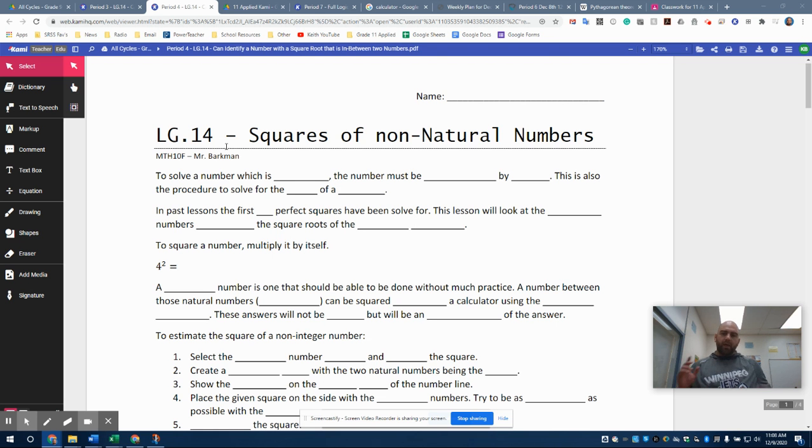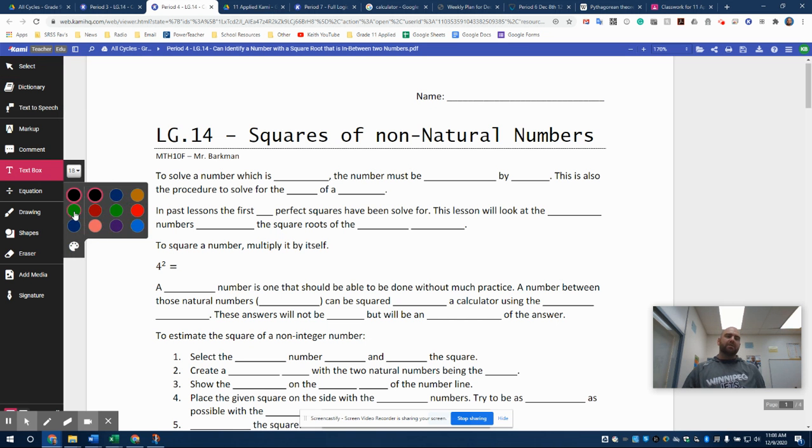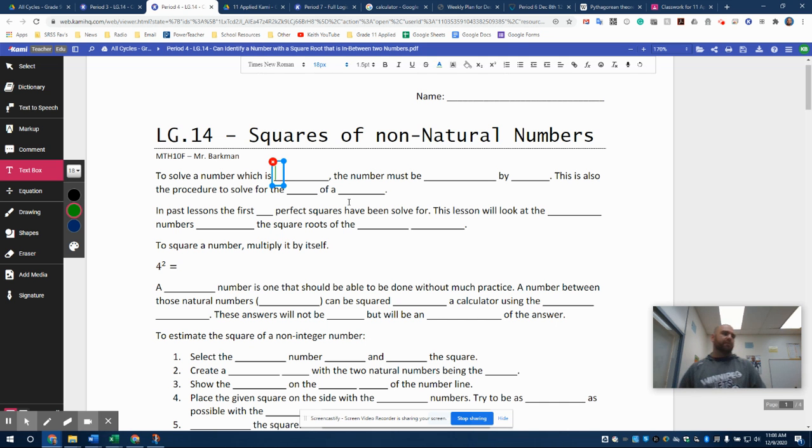All right, so learn goal 14. We're going to be looking at squares of non-natural numbers. And this is going to be similar to what we did in the last couple days, but it does deal with some different stuff as well. So let's start off with a bit of review.